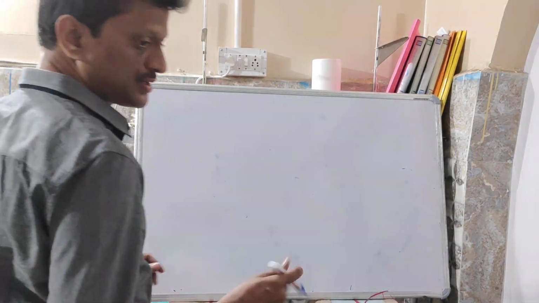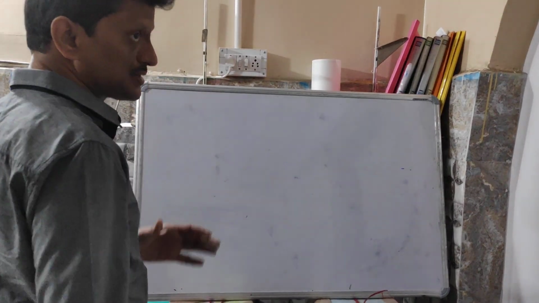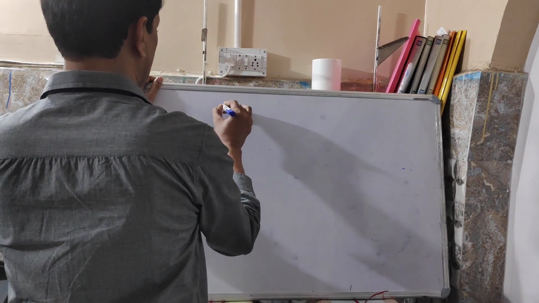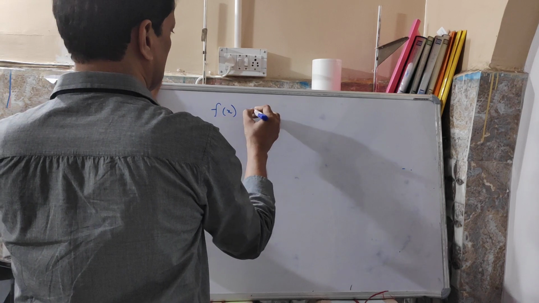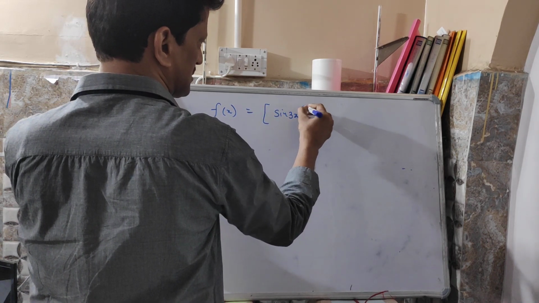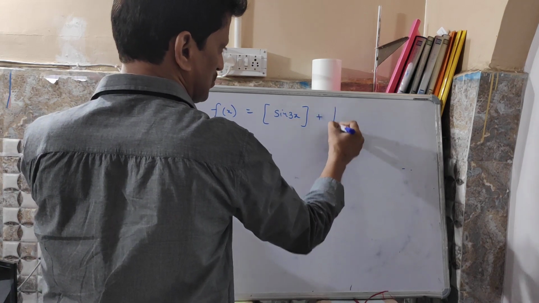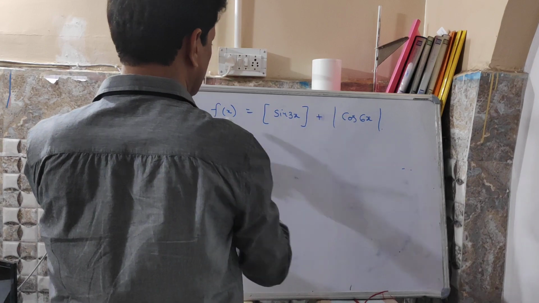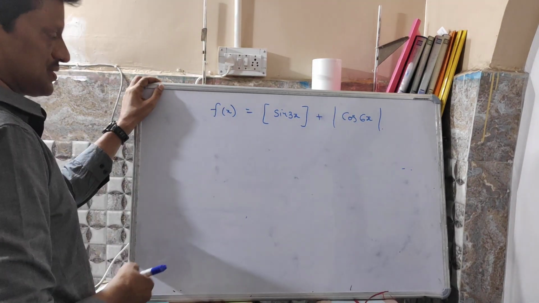Welcome back again, students. Now we'll be solving some problems on periodic functions. Let us take a problem. Say integral part of sin 3x plus modulus of cos 6x. We find the period of this function f of x.